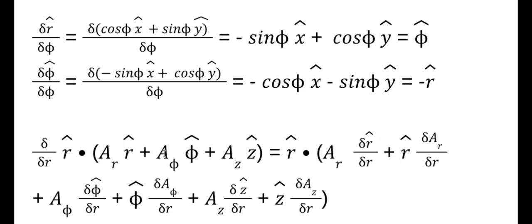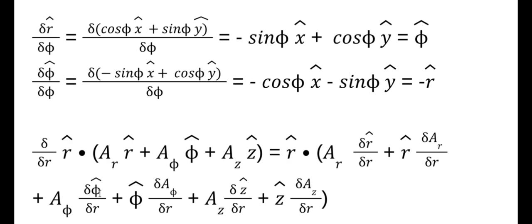Going to do the same thing here. We get 2 terms. Do the same thing here. We get two more terms. Okay, now let's look at these. So the partial of r hat with respect to r is 0. So this goes. Here we've got this stays, and r hat dot r hat is 1. So this one stays.